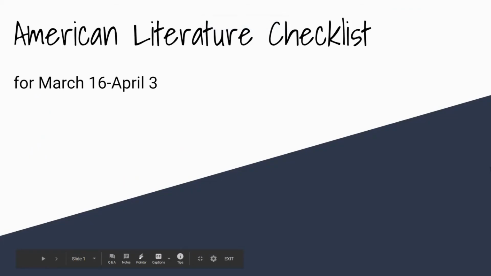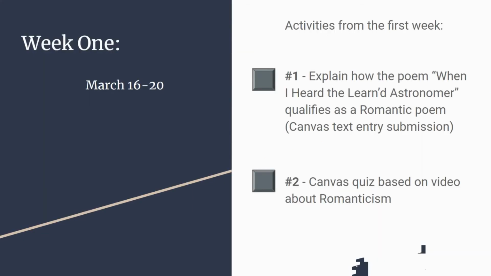Okay, so I've made a little checklist for you guys for American literature for the last 3 weeks. So all the way back to the first day, which was March 16th, up to today. So on each slide, I have the activities for each week. So for week 1, you've got 2 activities. You had number 1, to explain how the poem, When I Heard the Learned Astronomer, qualifies as a romantic poem. It was a Canvas text entry.